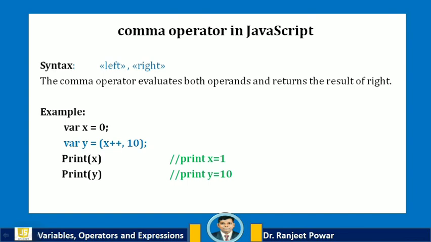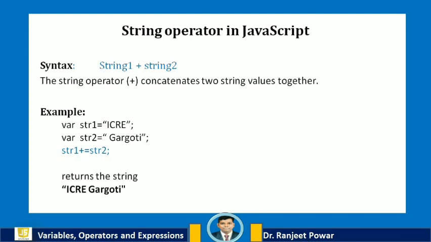In the example, y is equal to x++, 10. Here, x++ increments the value of x. The rightmost value 10 is assigned to the variable y. The string operator, that is the plus sign, concatenates two string values together, returning another string that is the union of the two operand strings.